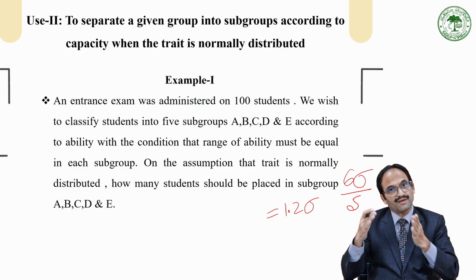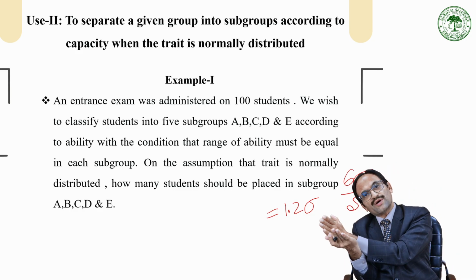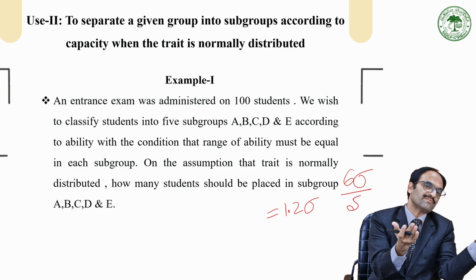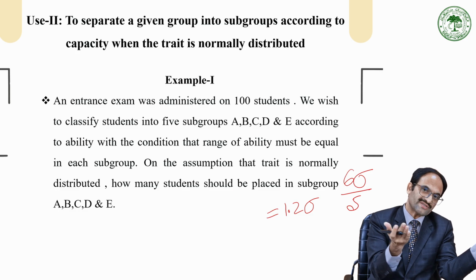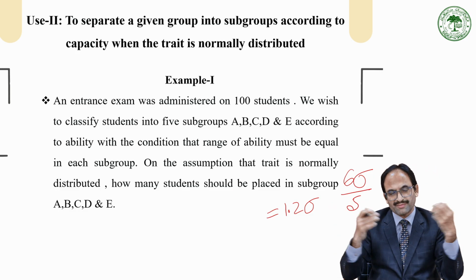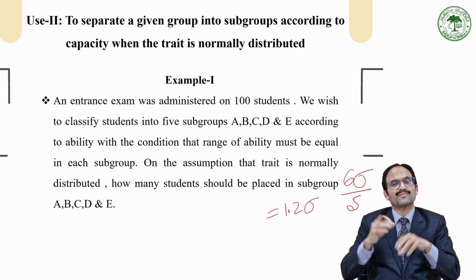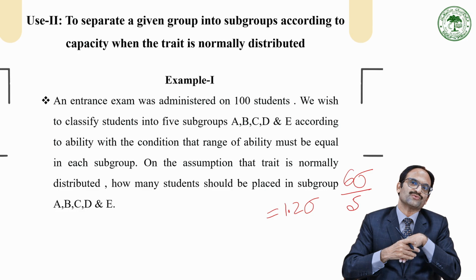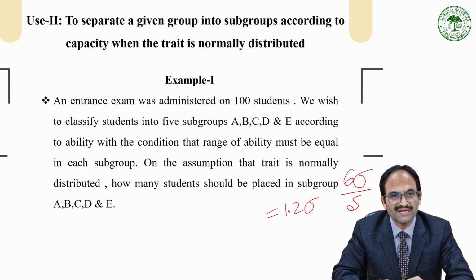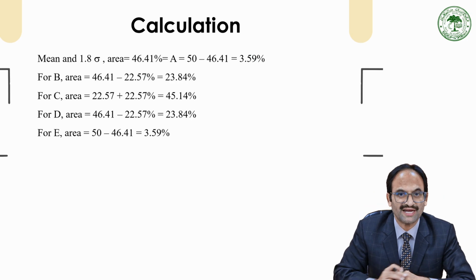Let me repeat. You are moving 3 sigma from the mean towards the positive side and 3 sigma towards the negative side. So, in total you have moved 6 sigma, and you will divide this 6 sigma by 5. So, each subgroup will have a space of 1.2 sigma. Keeping this in view, let's proceed and do the problem.